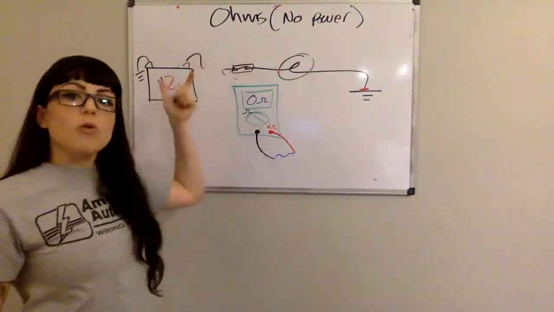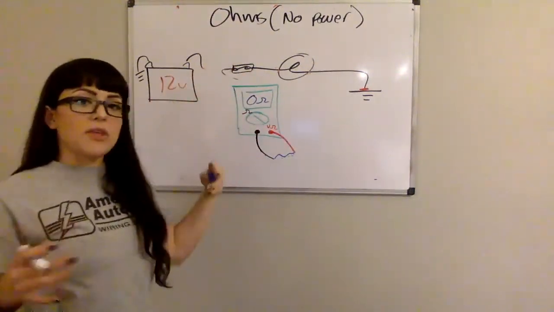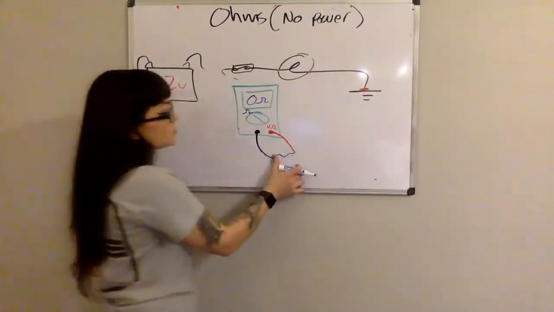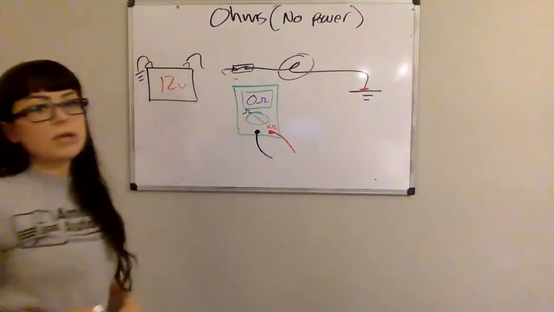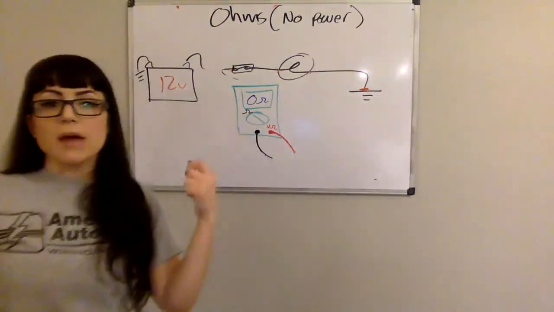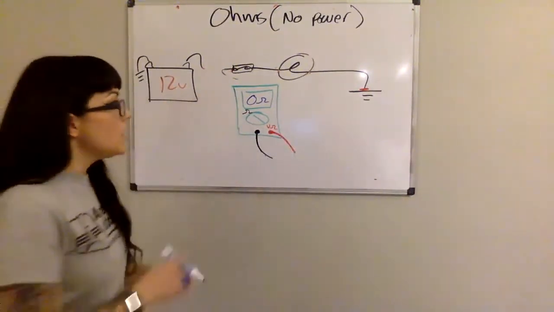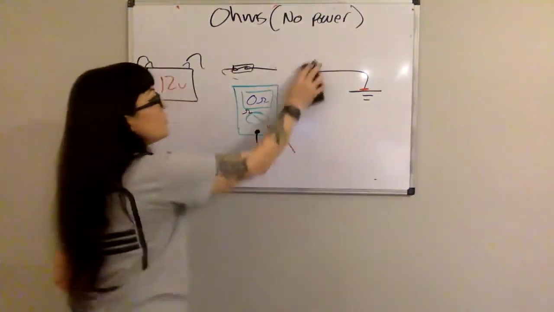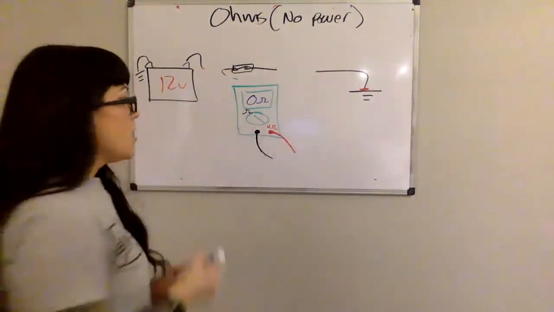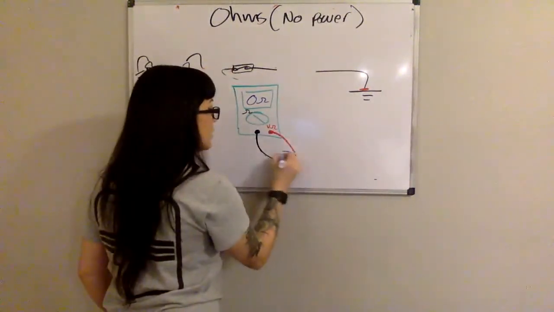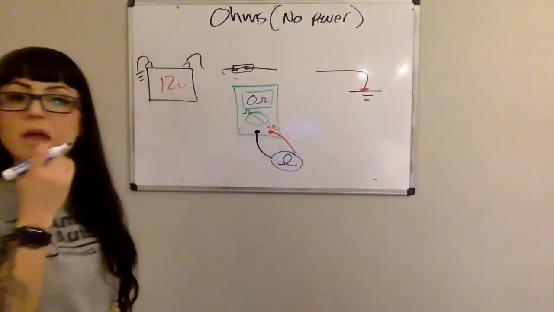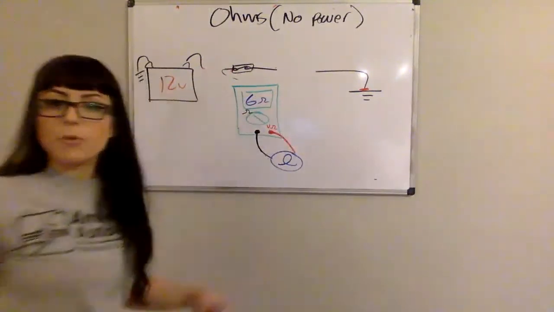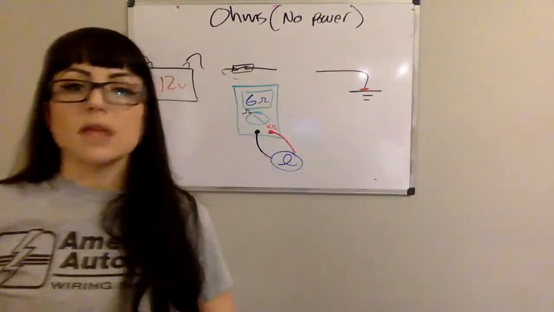Well, our car already has a power source, so bad things can happen to the meter if we've got competing power sources. So what you must do is isolate the component from power, either disconnect the battery or just take it out of the circuit. In this case, we would remove our light bulb if we want to test it. I would put my light bulb down here and test across it, and maybe it would tell me that there's 6 ohms across that light bulb, whatever it might be, right? And then I can put it back.